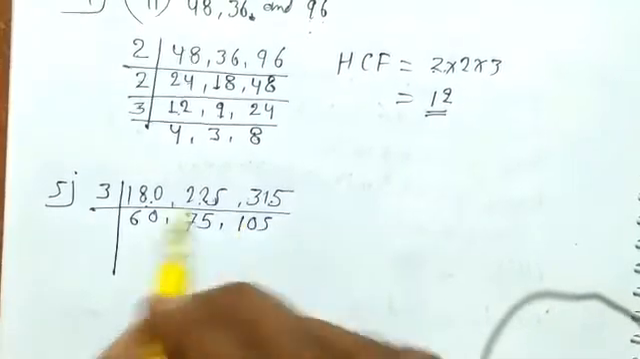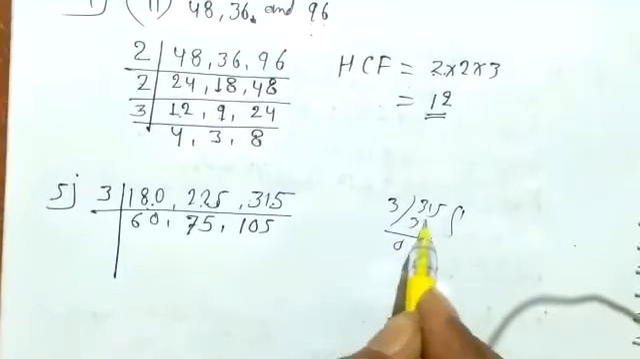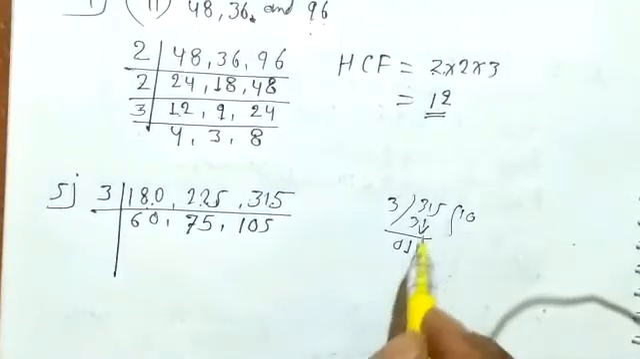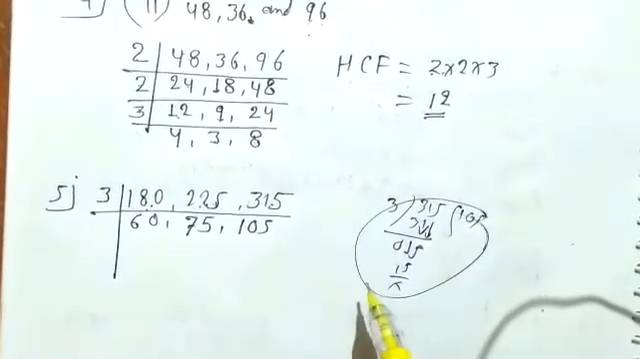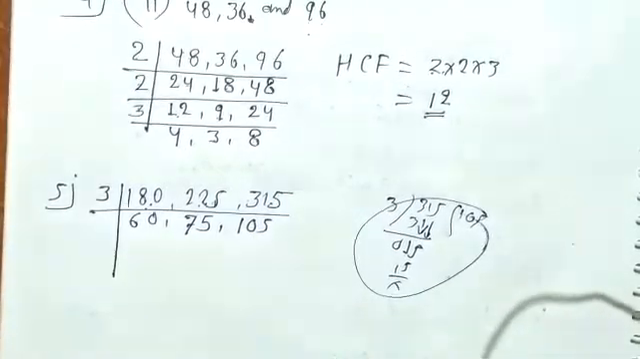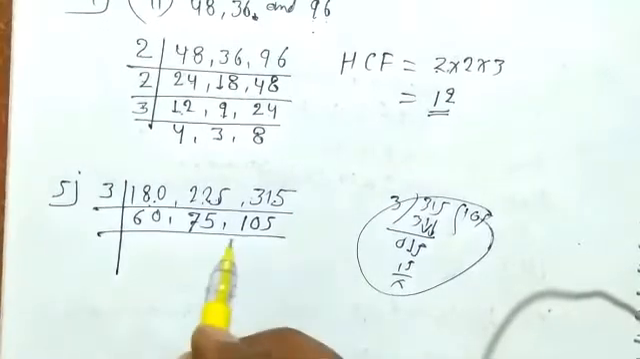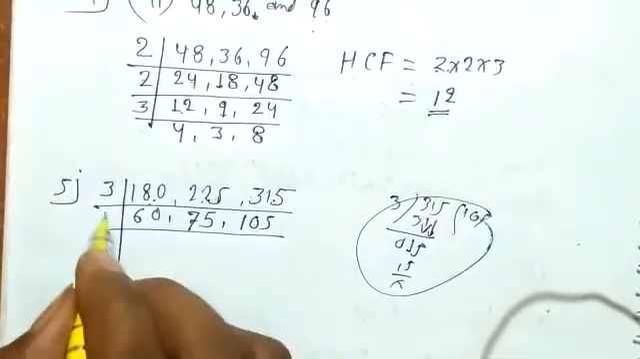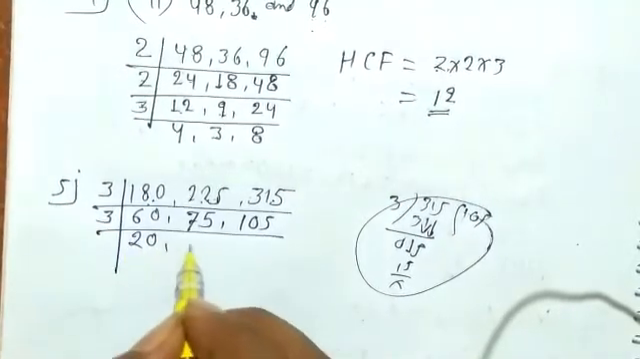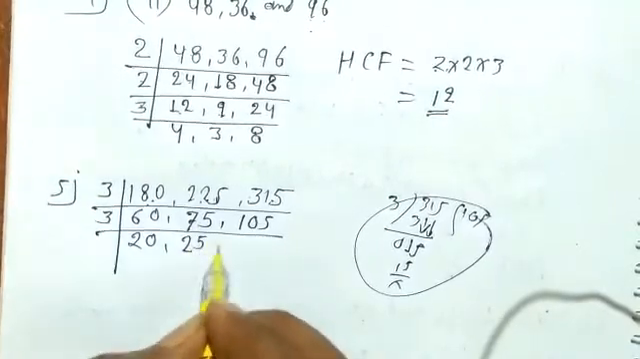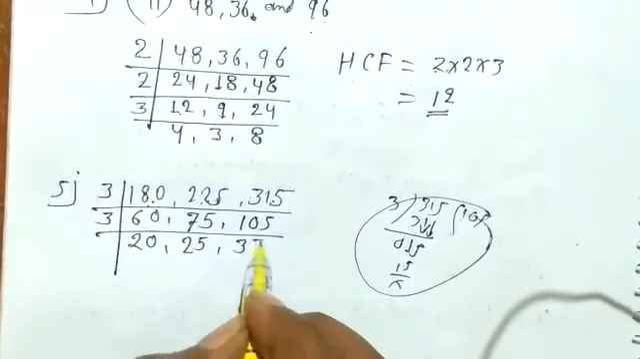If you have any type of problem, then you can divide separately. 315 divided by 3: 3 1s are 3, bring down 1, not divided by 3, take 0, again bring down 5, 15, 3 5s are 15. So simply you can do the rough work if you have any doubt in this division. Again, this is 60, 75, 75. Now all these three numbers will be divisible by 3 also. 3 2s are 6, 0, 3 2s are 6, 1 is remainder, 3 5s are 15, 3 3s are 9 and 1 is remainder there, 3 5s are 15.